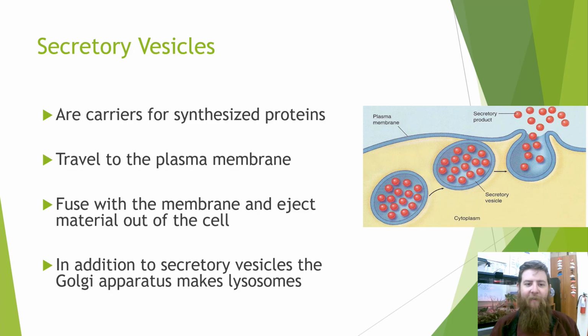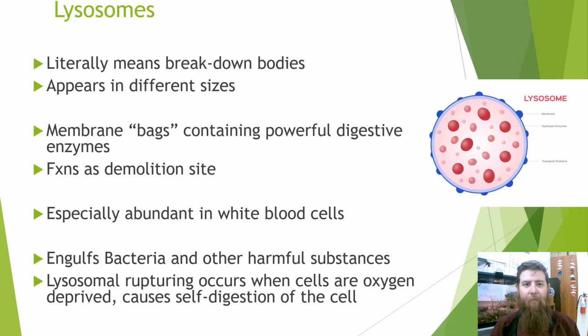In addition to secretory vesicles, the Golgi apparatus makes lysosomes. Lysosomes, or breakdown bodies, is what that term means. But their job is to digest things inside of a cell. They have bags inside of them that have digestive enzymes. They function as a demolition site for cells, for bacteria, for other things. In humans, they're really abundant in white blood cells. But they also can rupture and digest the cell if there's not a lot of oxygen present in a cell. So some other functions there.